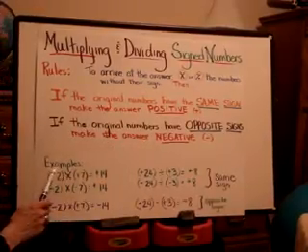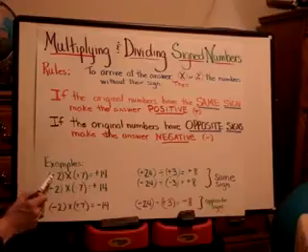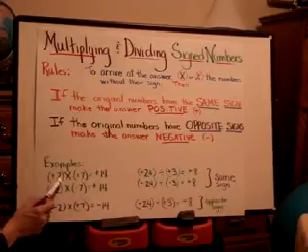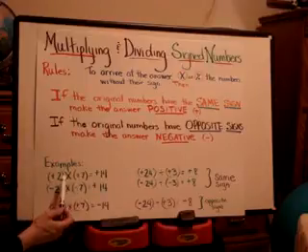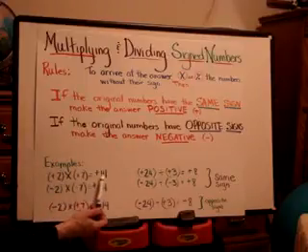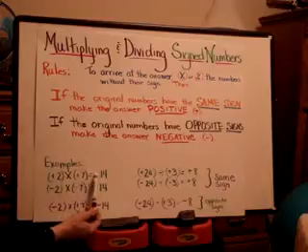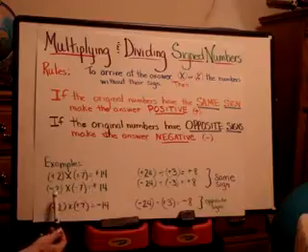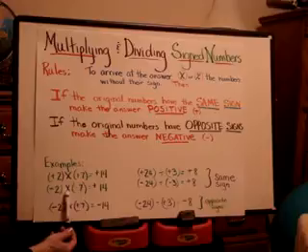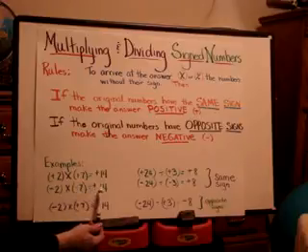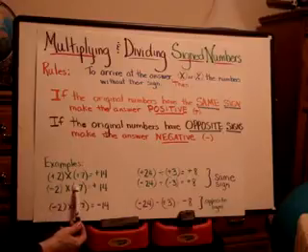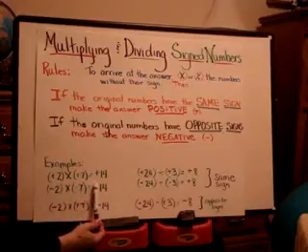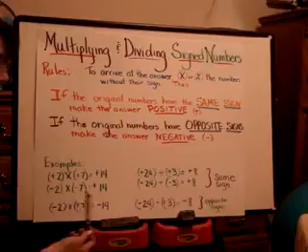Let's see how it works. Here are a few examples. If you take a positive 2 and you multiply it by a positive 7, you do the math first. 2 times 7 is 14. The same signs make a positive sign. Negative 2 multiplied by negative 7, your answer is 14. What do you do about the signs? Two negatives, the same sign, make a positive.